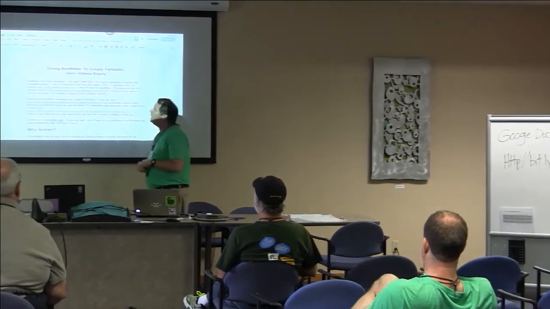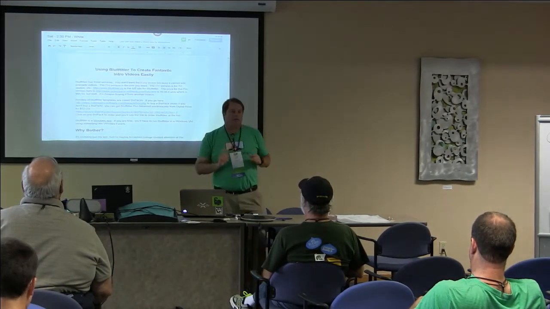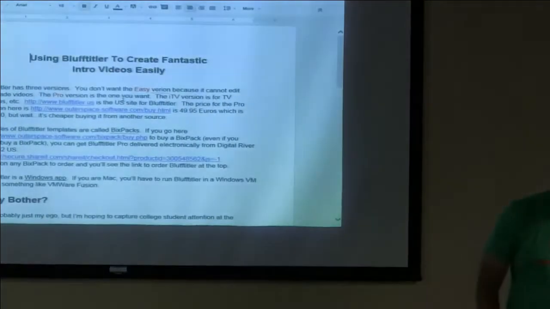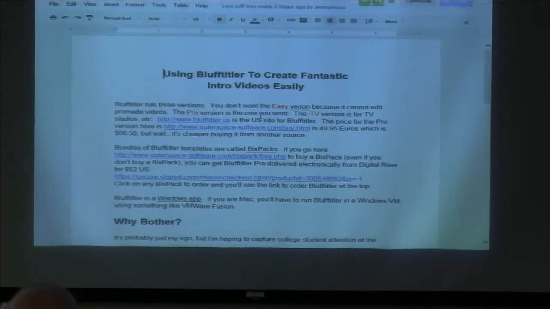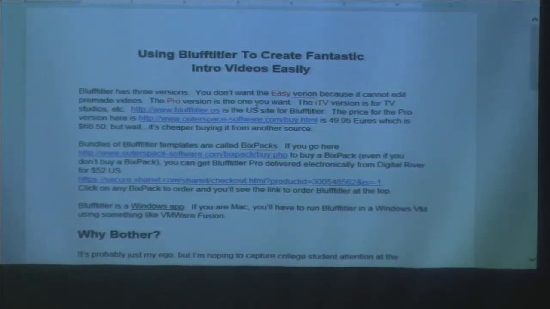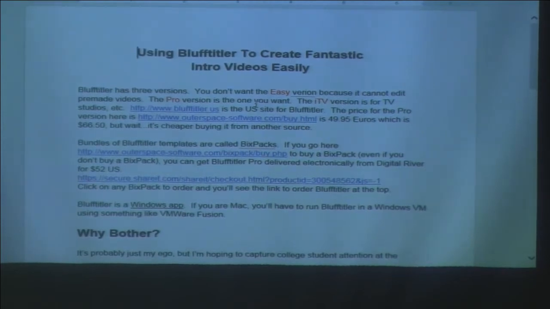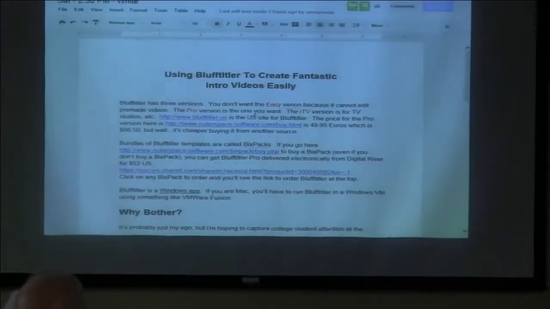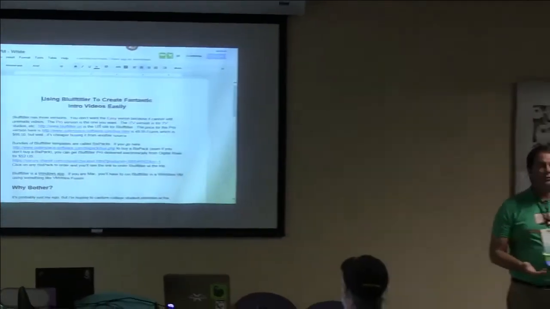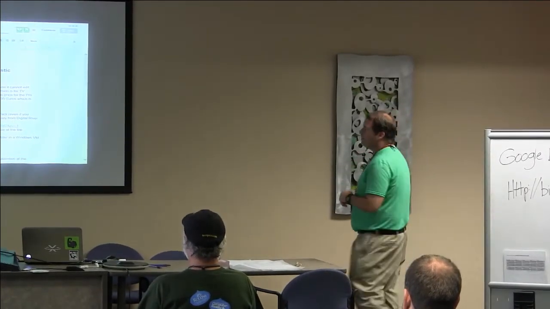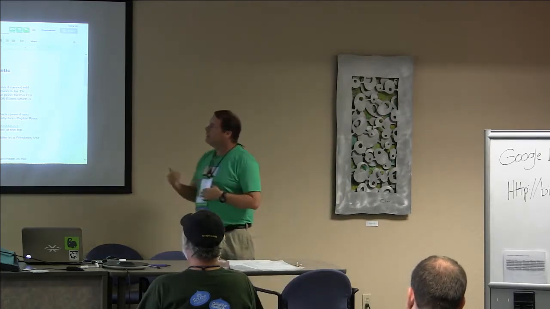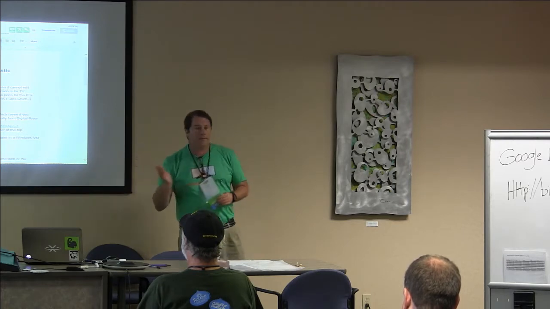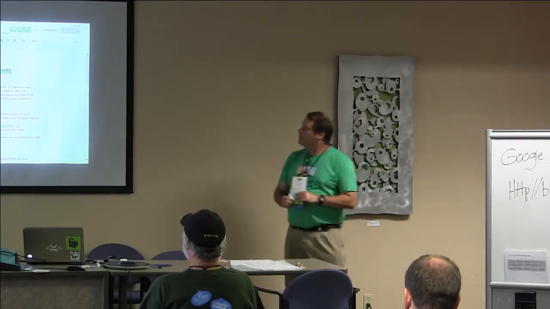There we go. Anyway, there are 3 versions of Blufftitler, 2 of which you probably will never use. There's the easy version, which just allows you to run Blufftitler movies, or to view them and play them, that kind of thing. It's not really worth it for what we would be doing with Camtasia Studio. The Pro version is the one you want, and the more expensive ITV version is really for television studios like ESPN or the news that will work with television equipment that I don't use when streaming web videos. The Pro version is available for about 50 euros, which is about $66, but it's cheaper. I'll show you where you can get it cheaper.